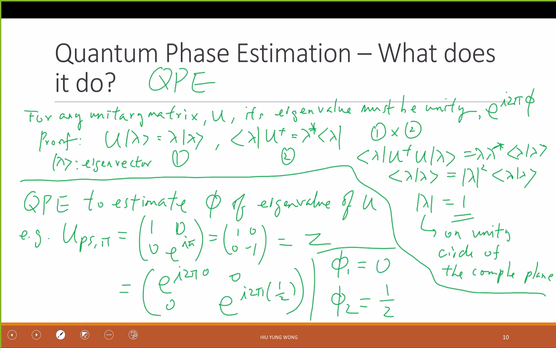And why is it called phase? Because they are all represented in the form of e to the power i 2 pi something. And we are not calculating e to the power i 2 pi phi. We are calculating phi, and we call it the phase. That's called quantum phase estimation.